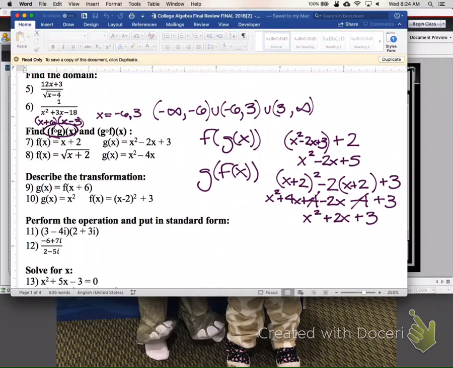Describe the transformation on 9 and 10 should be easy. If they have a plus 6 in the parentheses, which way is it moving it? Left 6, right? Because remember, in the parentheses is the opposite. The second one gives you the parent function. This is a quadratic. Once you know it's a parent function of a quadratic, which way has it been moved here and here? If it's right 2 up 3, right?